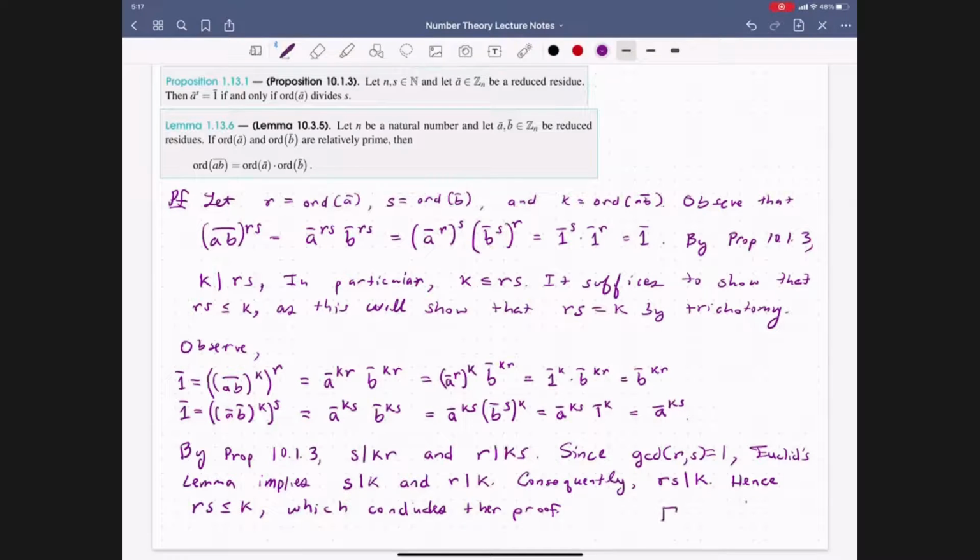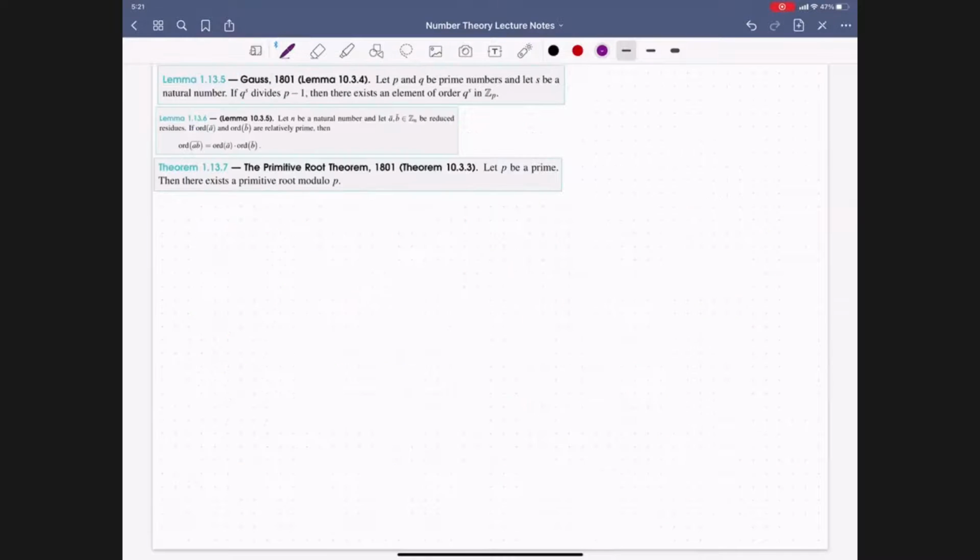And now we can prove the primitive root theorem. So now we're going to use the previous 2 lemmas we have done to prove the primitive root theorem. And the good thing is we've already done the heavy lifting. It's just a matter of arranging these 2 previous lemmas in a way that the primitive root theorem will follow almost automatically.